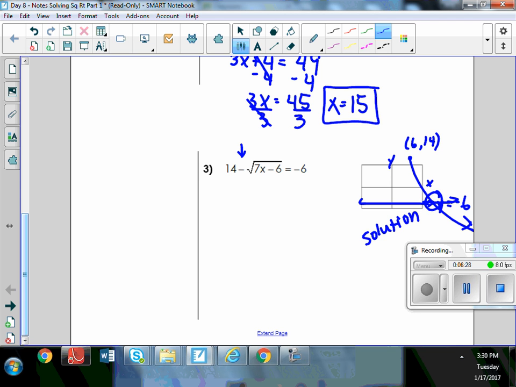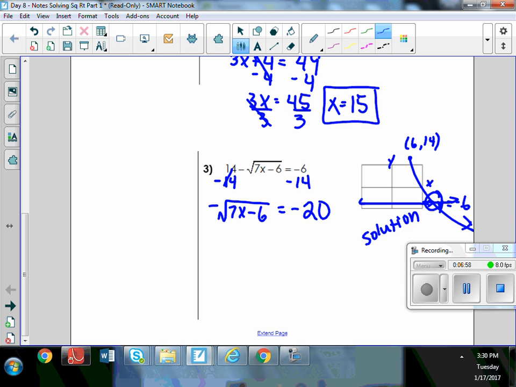So now let's look at solving it. What would y'all do first? We're looking for that addition and subtraction. What is added or subtracted? Good. A lot of people look at this and say add 14, because that leading term doesn't have a sign, but it's really a positive 14. So be careful with that. We want to subtract 14. We bring down the negative sign. Square root of 7x minus 6 is equal to -20.